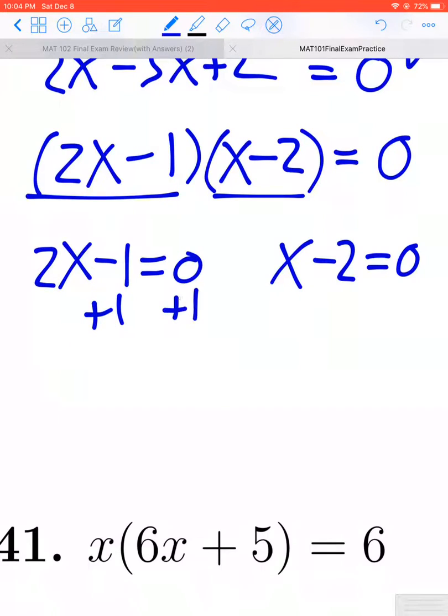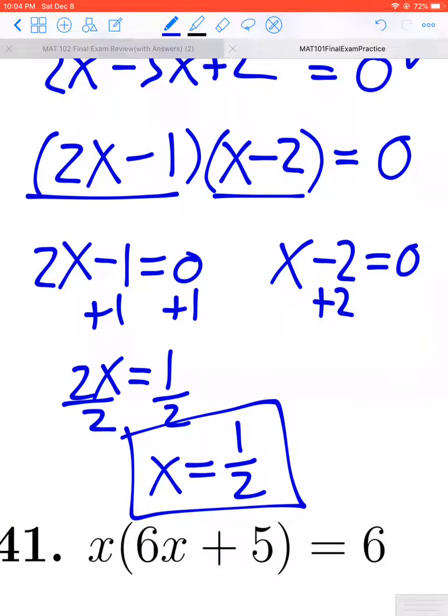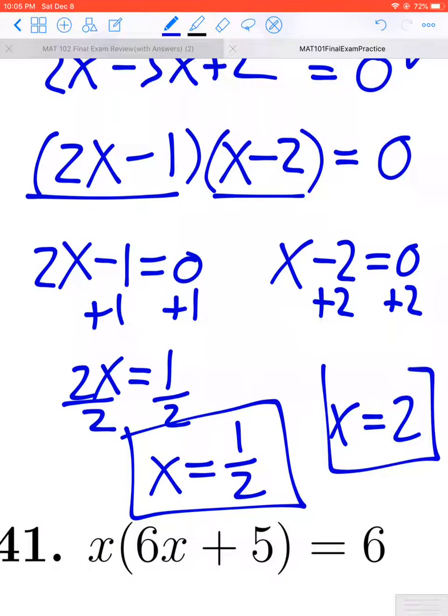I add 1 to both sides. That would tell me that 2x equals 1. Then divide by 2, divide by 2. So one solution is going to be x equals a half. For this one, I just add 2 to both sides, and I get the solution x equals 2.